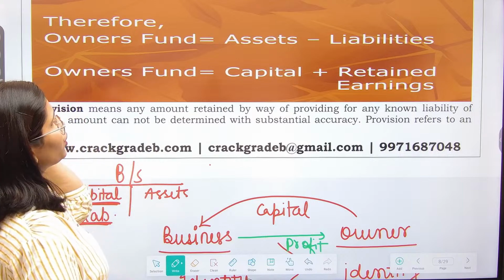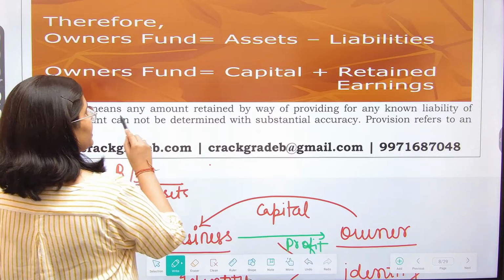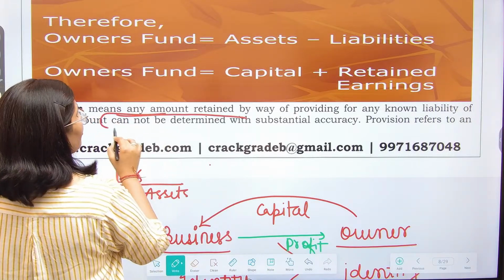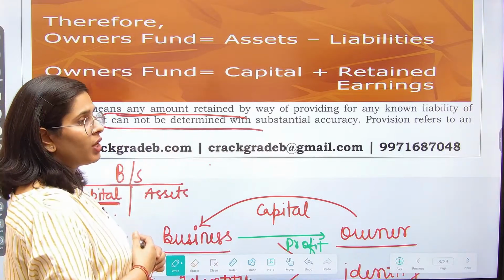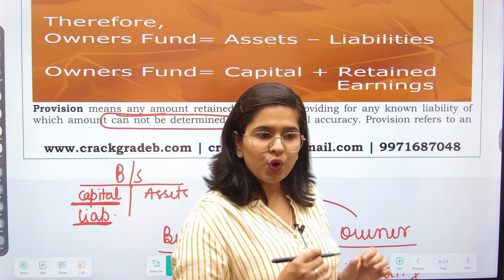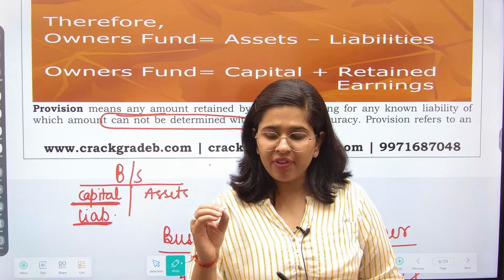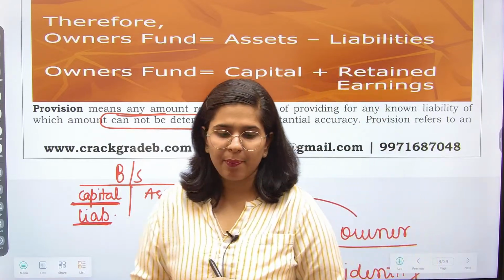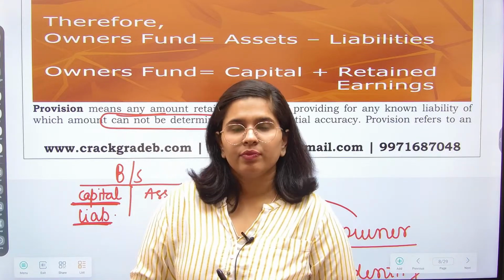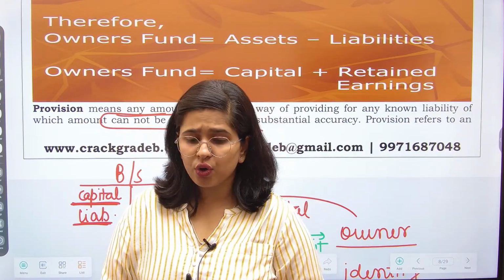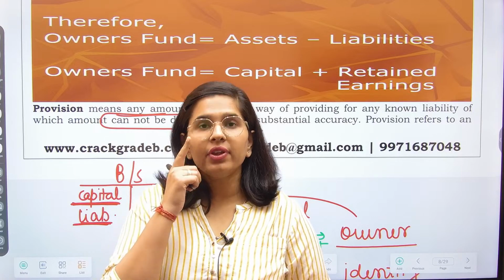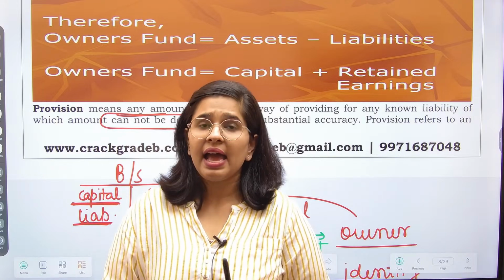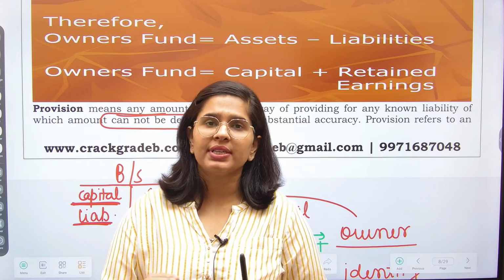Now the next thing is provision. What is provision? Provision means any amount retained by way of providing for any known liability which cannot be determined with substantial accuracy. That means you know that this is going to happen. You are very sure about it, but you do not know the quantum of it. For example, suppose debtors, right? For debtors, every year I am seeing that if my debtors are for 1 lakh rupees, I am witnessing 5 to 10% bad debts.